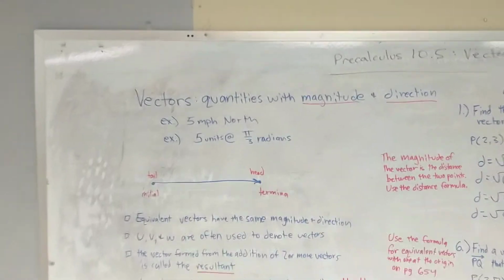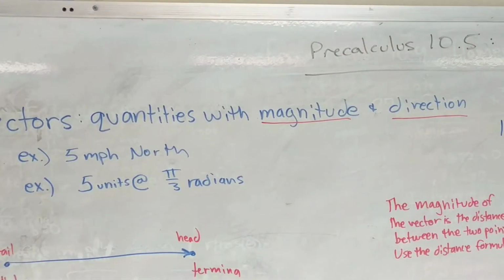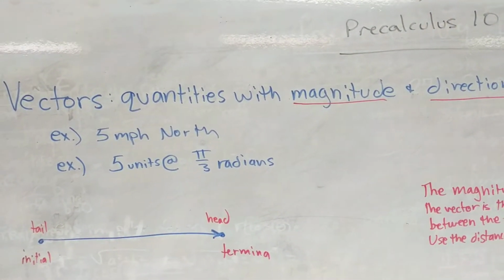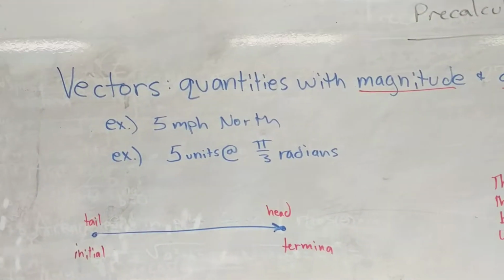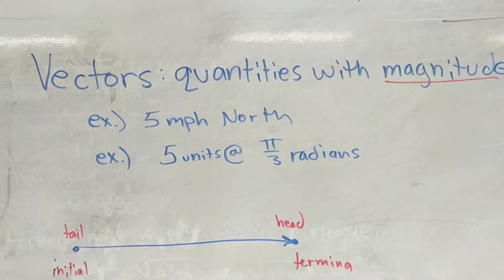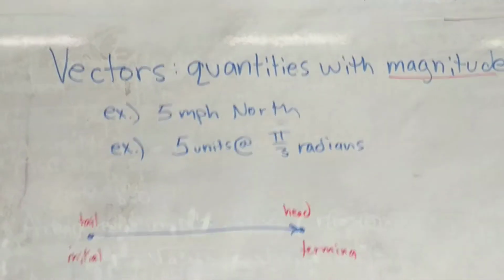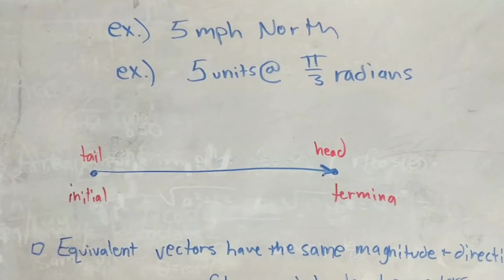So let's start. Vectors are quantities that have both magnitude and direction. Magnitude is how much, direction is where it's going. Examples: 5 miles per hour north or 5 units at pi over 3 radians. Right here we have a picture of a vector.